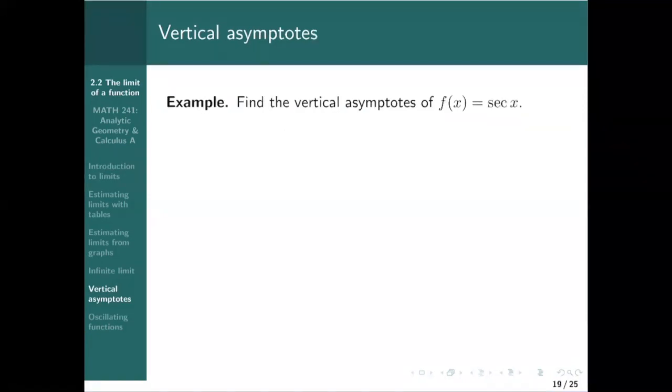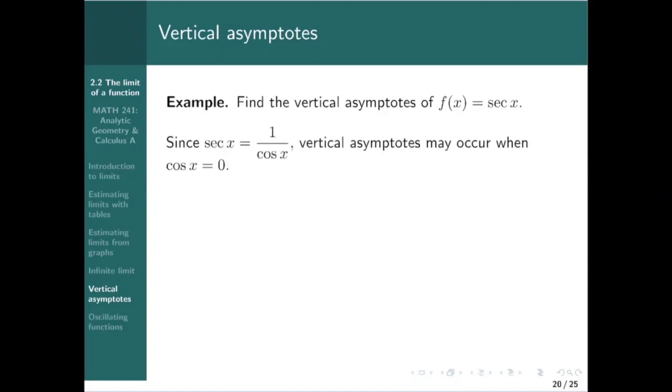Let's take a look at one more example. Now we want to find the vertical asymptotes of the function f of x equals secant of x. So remember from trigonometry that by definition, secant of x is the same thing as 1 over cosine of x. So we may have vertical asymptotes when cosine of x is equal to 0. We also know from trigonometry that cosine of pi over 2 is equal to 0.